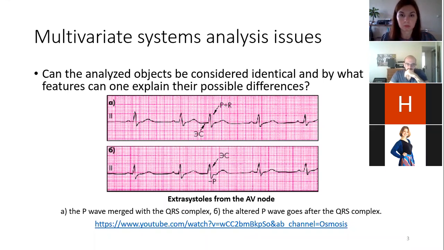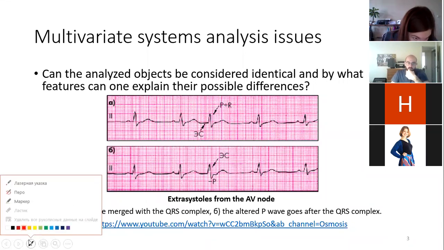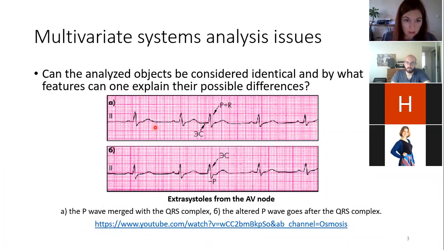Yes, it will be here. Do you see my cursor or not? Yes. Okay. But maybe I will try to use a laser like this. It will be better.